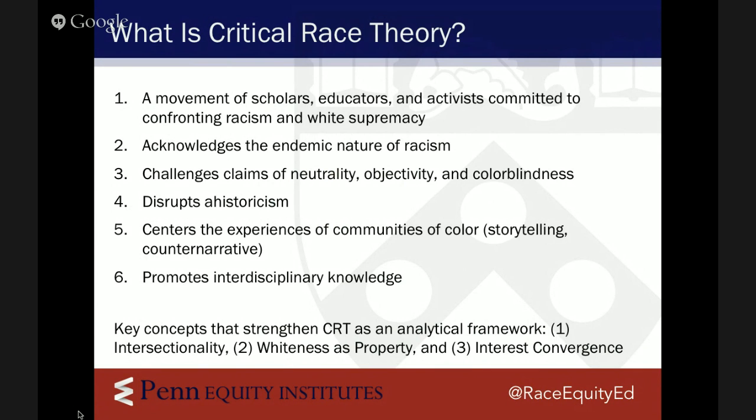Within critical race theory, there are three terms or concepts that have gained tremendous popularity over the years. That's intersectionality, which was introduced by Kimberlé Crenshaw, the Whiteness as Property thesis offered by Cheryl Harris, and then interest convergence, the interest convergence principle introduced by Derrick Bell. So I'll briefly review these three concepts.